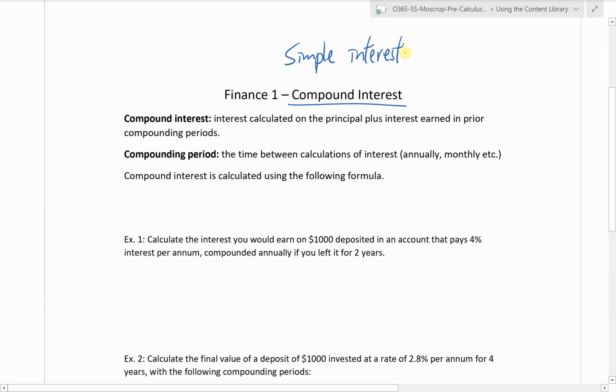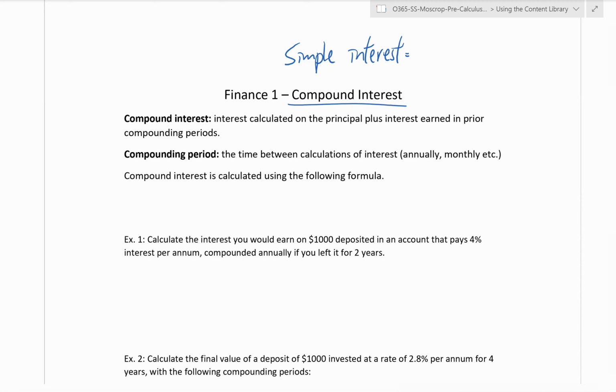This interest really doesn't exist in real life. When you go to a bank or investment opportunities, nobody talks about simple interest. Maybe when you borrow money from your parents, relatives, or friends, you might be able to get away with simple interest. But usually, whether you're investing or borrowing money, it's all about compound interest. Now what's the difference?